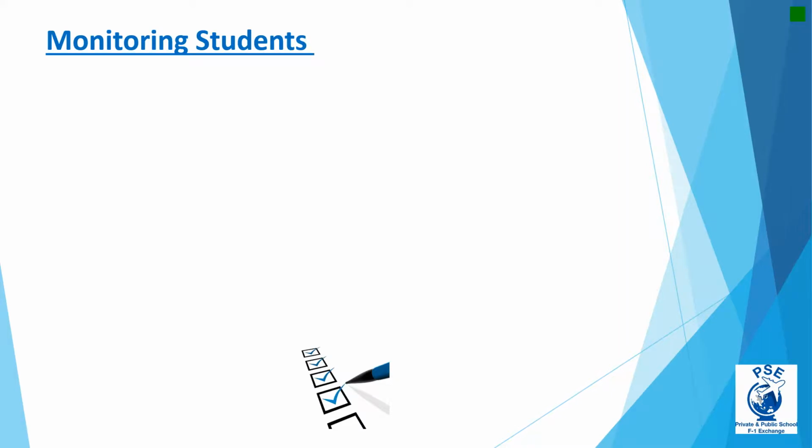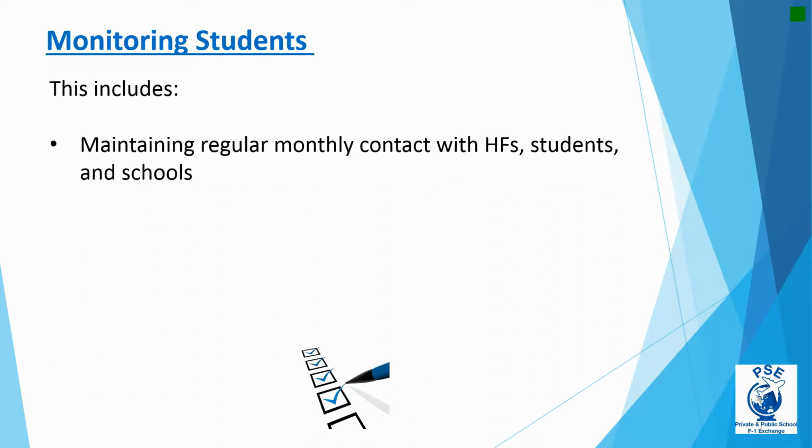Part of your role as a local coordinator or regional manager is to monitor students. This includes maintaining regular monthly contact with host families, students, and schools. As the local coordinator, you should try to meet with your student in person every month, but if you cannot meet with your student for 1 month, you need to meet with them in person the next month. You should meet with the host family in person, in their home, preferably with all members present, every other month.